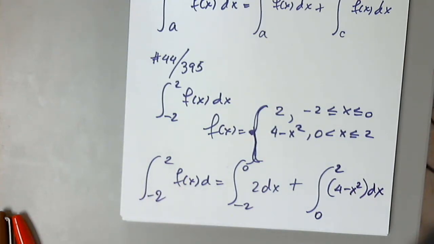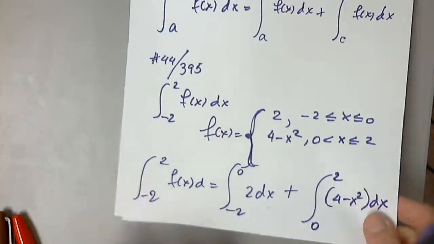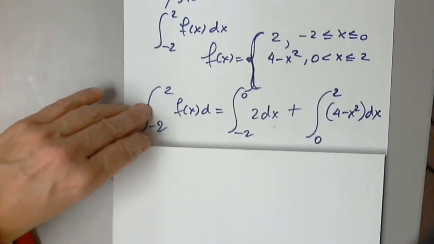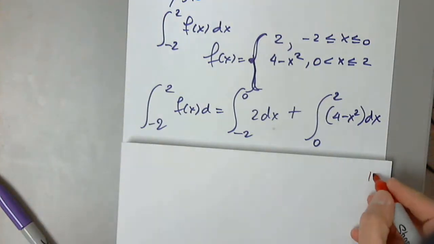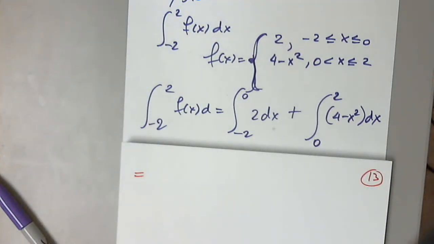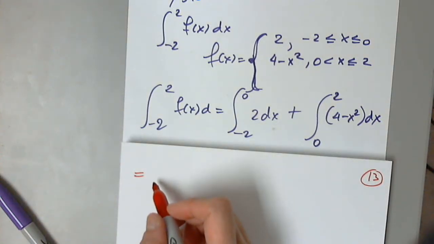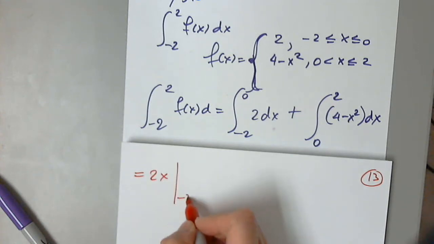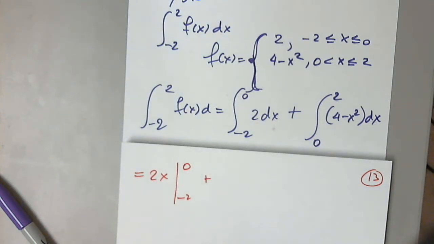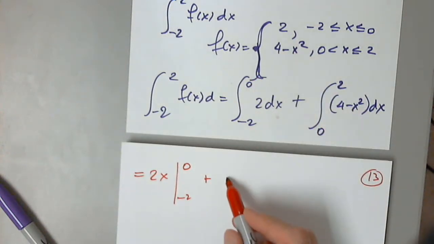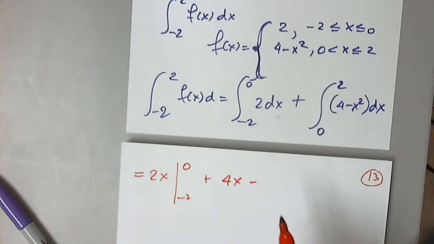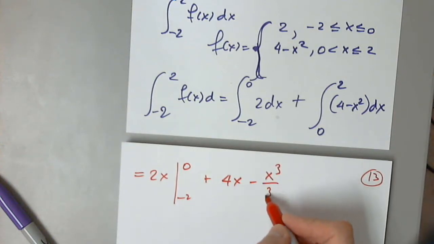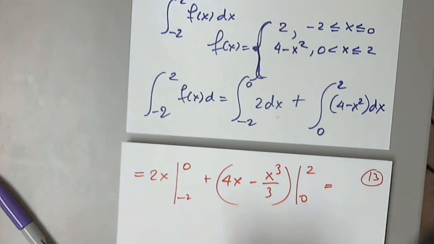Would you like to use the limit of the Riemann sum of these two? Okay, just kidding. So then, which function has a derivative of 2? 2x. Very good. From -2 to 0, plus, which function has a derivative of 4? 4x. Which function has a derivative of x squared? x cubed over 3, so minus x cubed over 3, from 0 to 2.